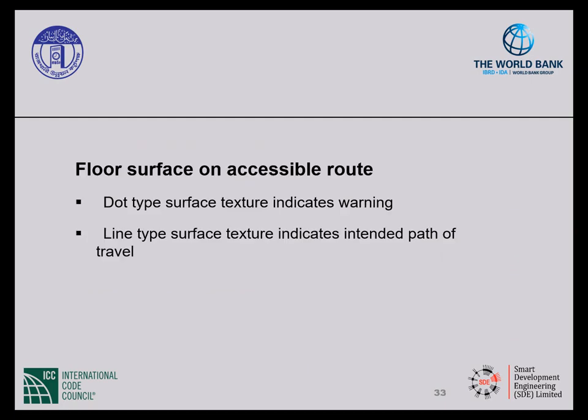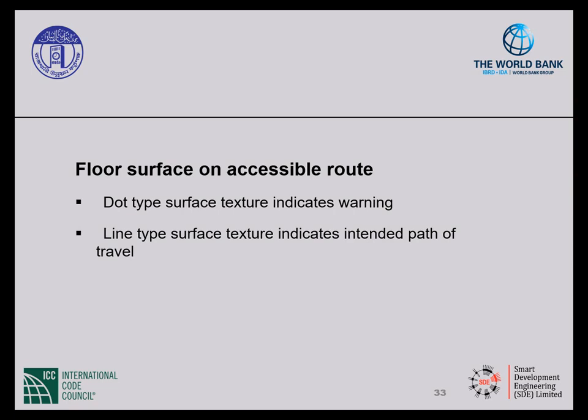Surface texture. So in an accessible route, apart from the requirements we just discussed, floor surfaces with tactile indicators shall be required. In such cases, a dot-type surface texture on the floor shall indicate a warning, while a line-type surface texture on the floor shall indicate the intended path of travel.